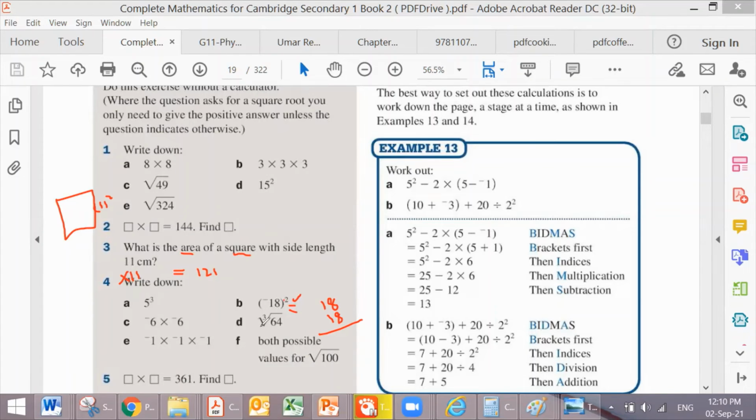And 64 square cube root. Okay, this one you should answer. Its answer will be minus 6 multiplied by minus 6. And part C. I'm asking for part C, Ahmed. Yes, part C, Ahmed. Very good. Ahmed Ashraf, correct answer.